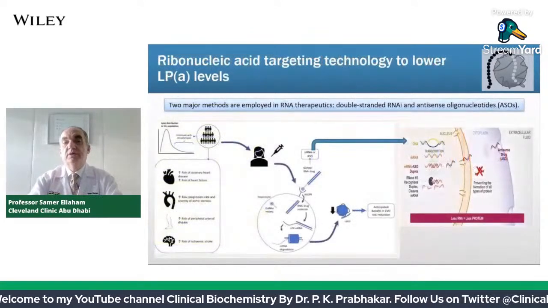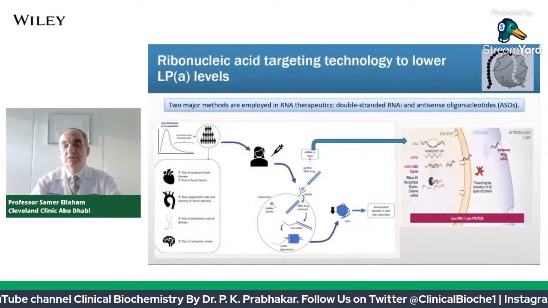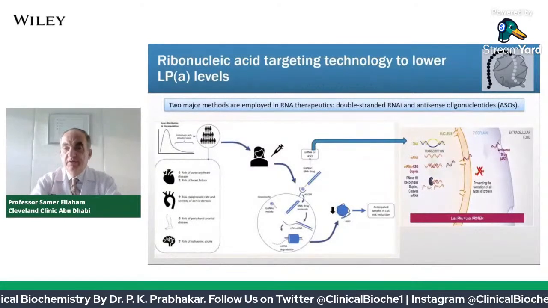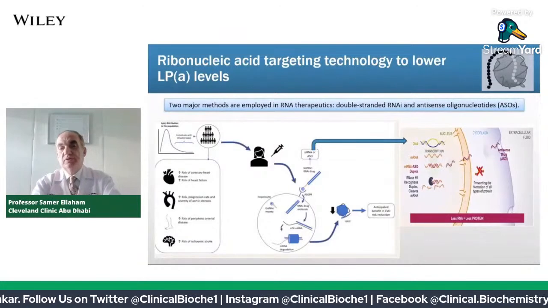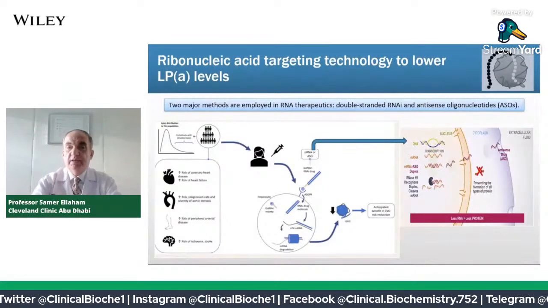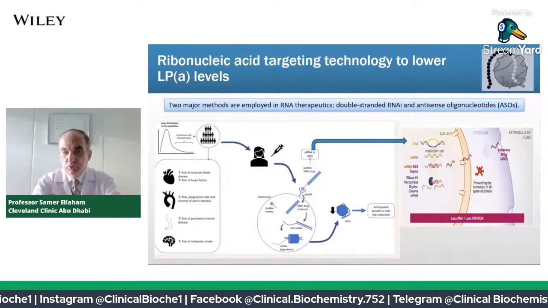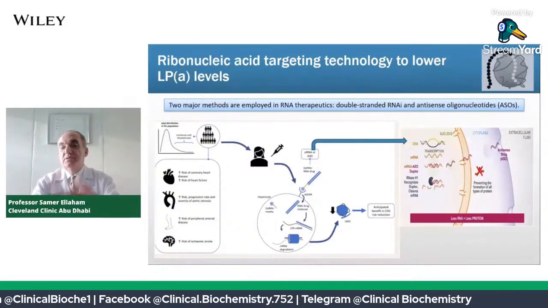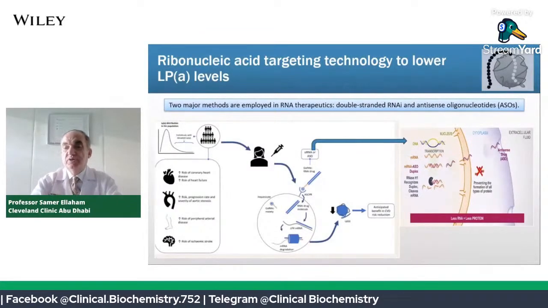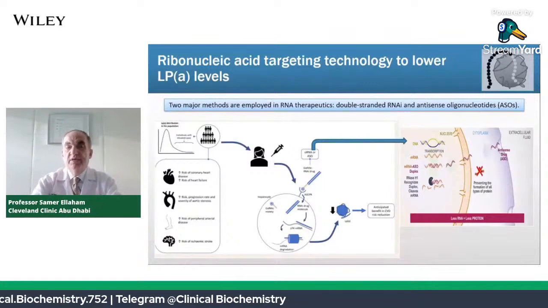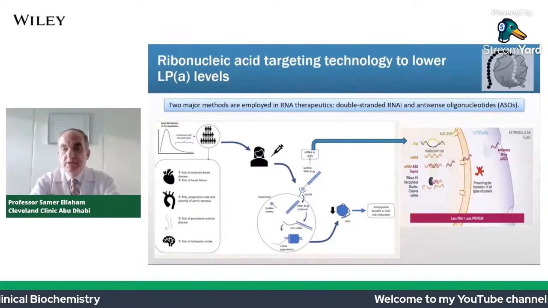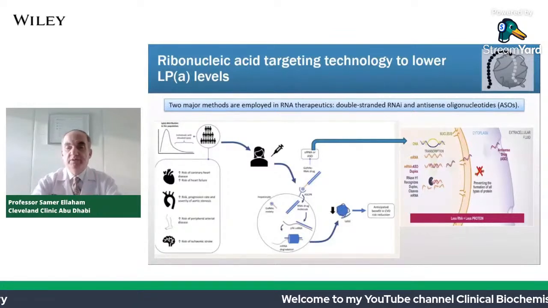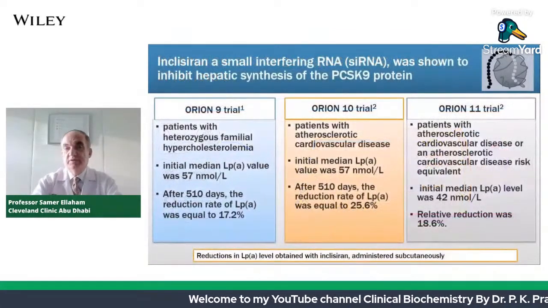Now, there are the RNA-targeting technologies, the ones that really look at affecting the RNA, so there is no protein, which leads to the formation of the Lp little a. I said 2 major methods, but there are several additional methods to really have less protein and less Lp little a. And there are ongoing trials as we speak, recruiting quite a few patients to address some of these interventions.